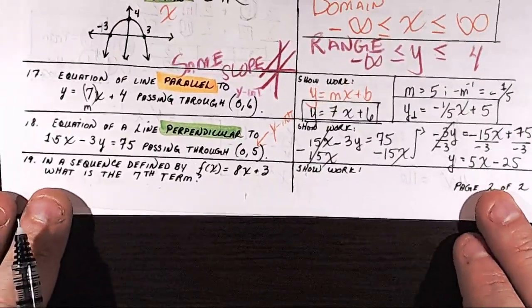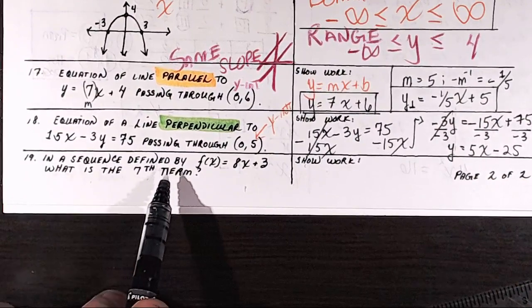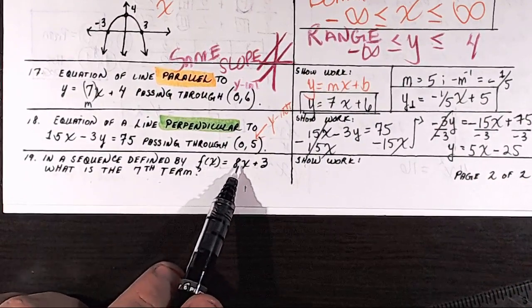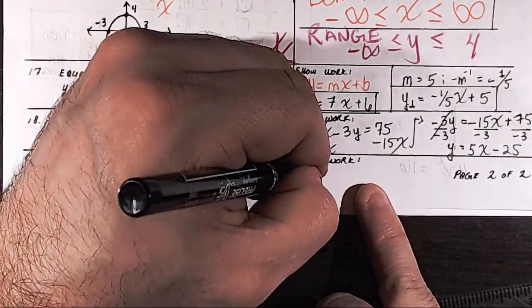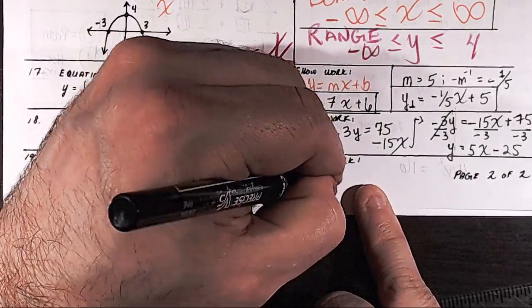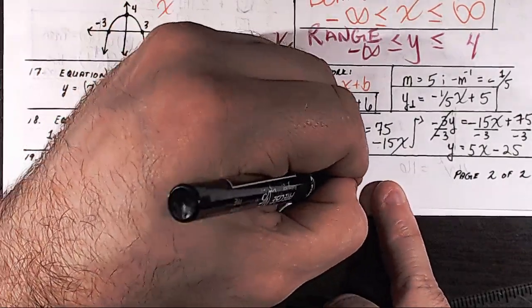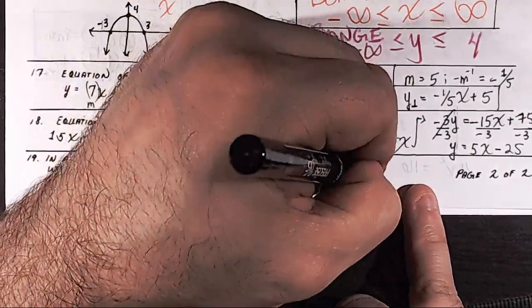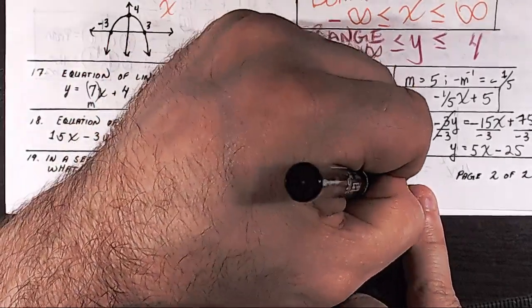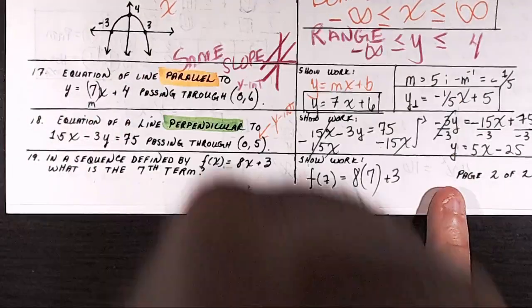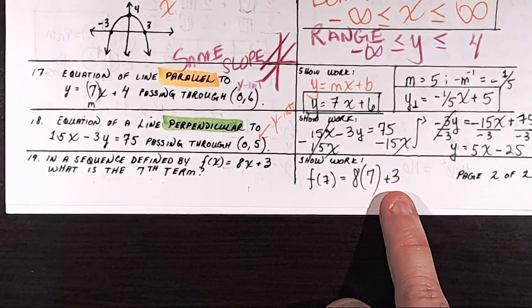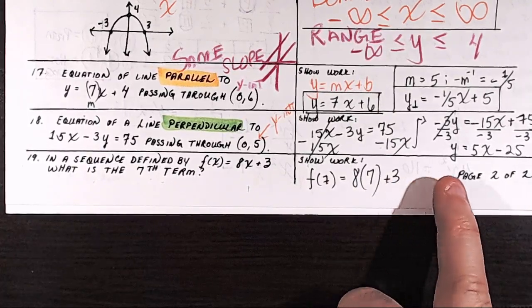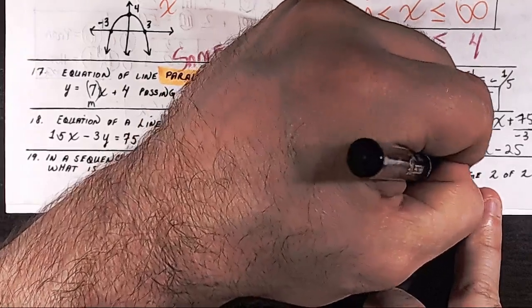All right, and that is the equation of the line perpendicular passing through 0, 5. And finally, number 19, in a sequence defined by f of x equals 8x plus 3, what is the seventh term? Show work. All right, so what it's really asking is f of 7. Just so you know what we're doing. That's 8 times 7 plus 3. So 8 times 7 is 56 plus 3, 56, 57, 58, 59. So this is equal to 59.